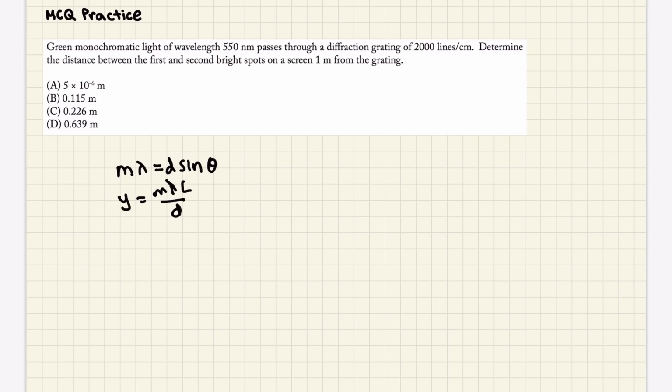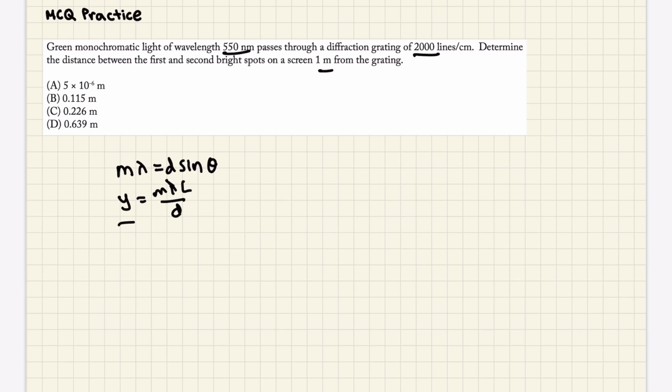Lambda is going to be the wavelength, and so that is going to be equal to the 550 nanometers. That's the wavelength of the incoming light. L is actually 1 meter. We want to find y, not L. L is going to be the distance between the grating and the screen. That's 1 meter. And D is the diffraction grating, which is 2,000 lines per centimeter.